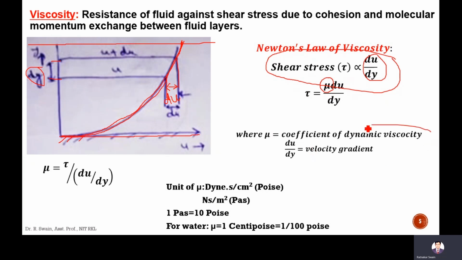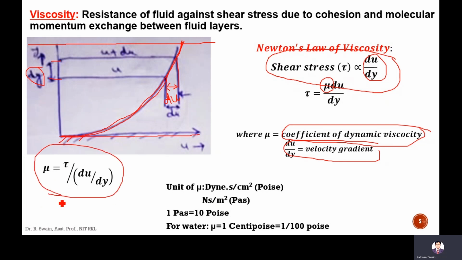Here mu is the coefficient of dynamic viscosity, and it can be formulated as tau divided by du by dy. The unit of the coefficient of dynamic viscosity in CGS is dyne second per cm square, or one poise. In MKS, it is Newton second per meter square, 1 pascal second. 1 pascal second is equal to 10 poise. And for water, the coefficient of viscosity is 1 centipoise, or 1 by 100 poise.